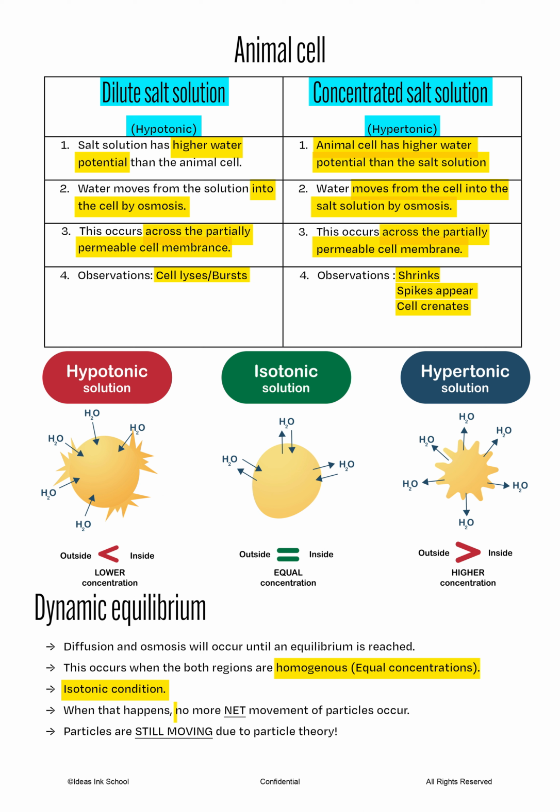When that happens, no more net movement of particles occurs. The key phrase is no more net movement. That does not mean no movement occurs. Particles will not stop moving, as according to particle theory, all particles are always in constant random motion. Thus, what dynamic equilibrium means is that there will not be a major movement of substances from one region to the other. All movement henceforth will be subtle one-to-one exchanges.